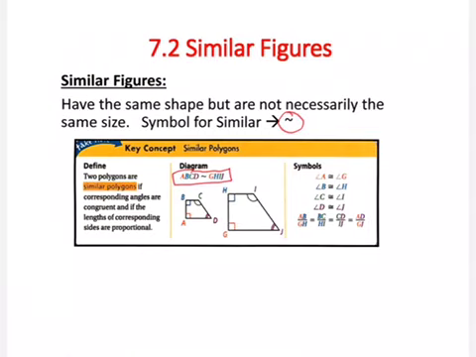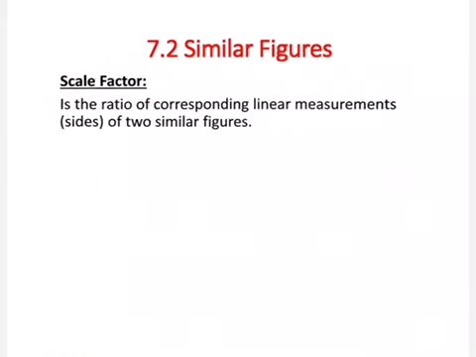Similar figures have congruent angle measures, but they do not have congruent sides. Instead, their sides are said to be proportional. The scale factor is the ratio of the corresponding linear measurements, in this case sides, of the two similar figures. So remember, similar figures have congruent angle measures, but their side lengths are proportional. And so if we're talking about a scale factor, it's what you would essentially multiply one triangle by to make the other, or one shape to make the other.